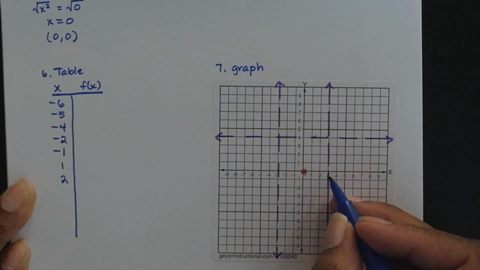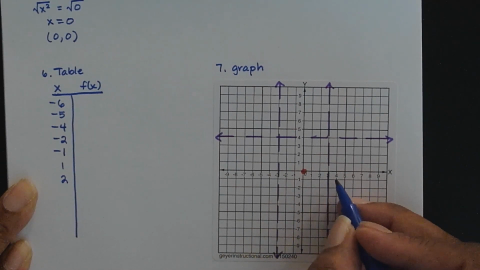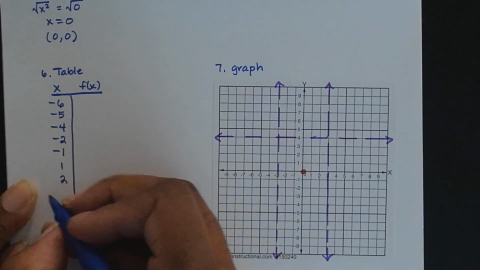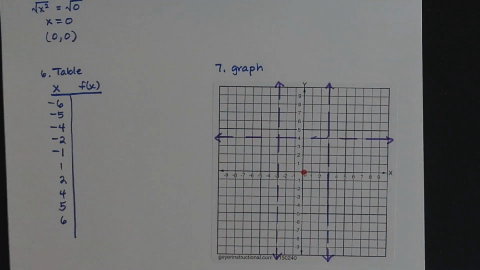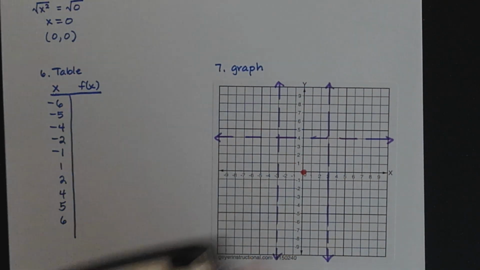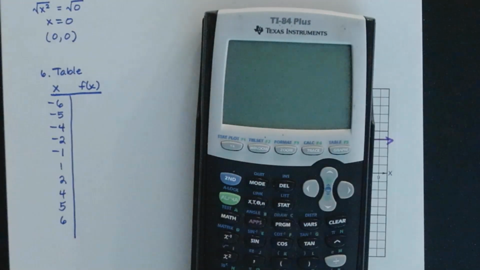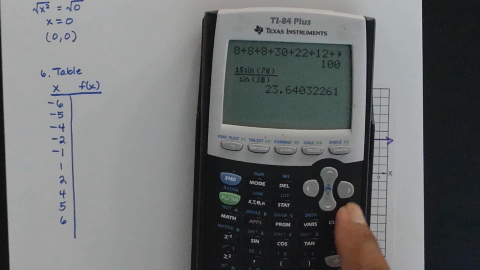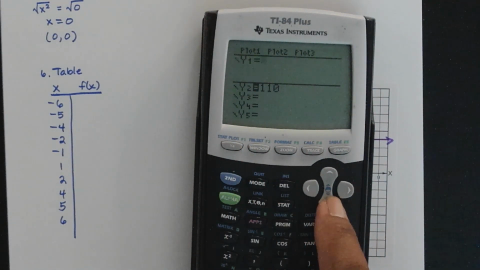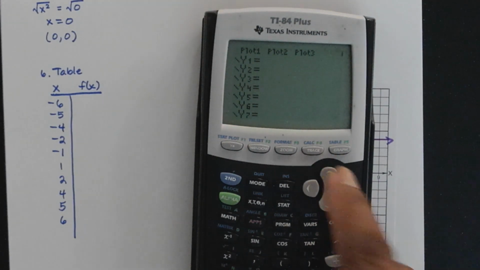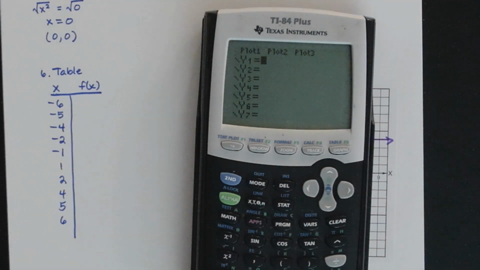The other vertical asymptote is at x equals 3. I'm going to use x equals 4, 5, and 6. All right. So now we're going to use our graphing calculator for this. So here, let me clear this out. I'm going to go to Y equals, and I'm going to clear all this junk that I got in this calculator that I was using over spring break.